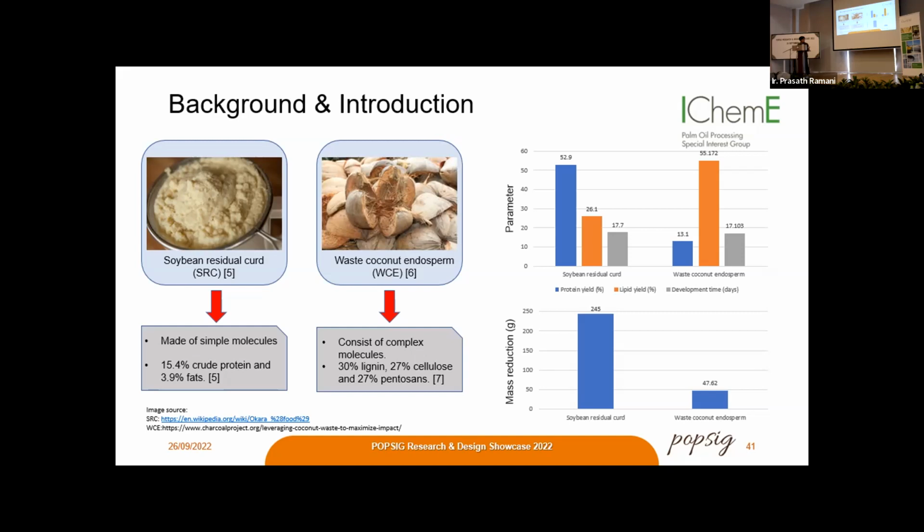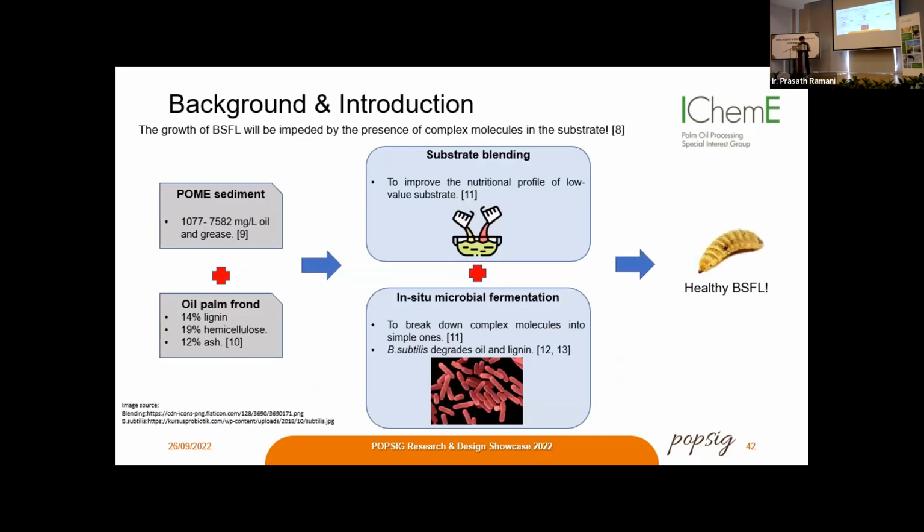So when the BSFL were fed on SRC, we found that the protein content was 52% as compared to those fed with WCE, which contained a higher amount of fat. So here we see that the composition of the substrate will significantly influence the composition of the BSFL biomass harvested. And besides that, when 500 grams of both SRC and WCE were fed to the BSFL, it was found that around 245 grams of the SRC could be consumed by BSFL, while only around 48 grams of the WCE could be consumed. So what makes such a big difference?